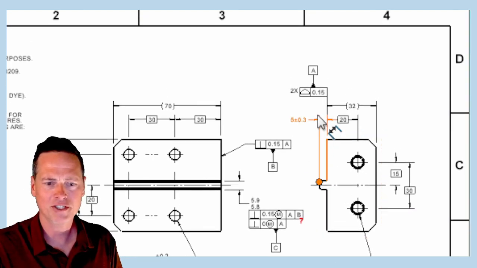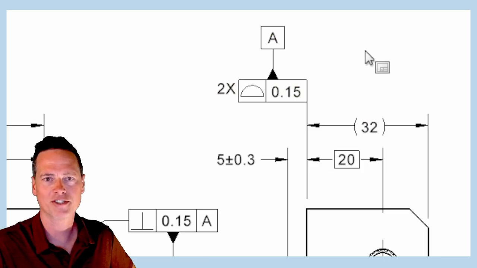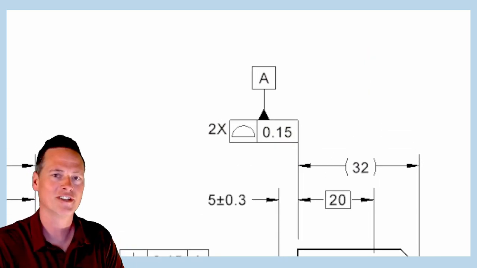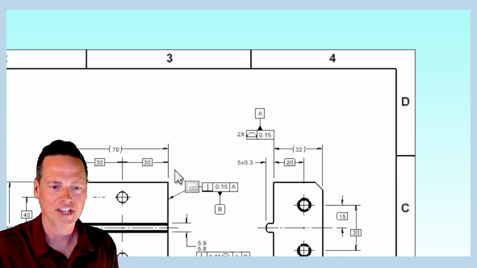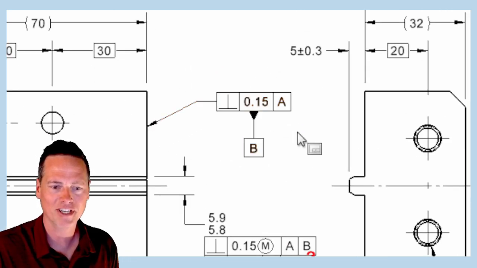The datum A feature is this 2x coplanar feature, and I totally agree with this, no problem. And then the datum B feature is this perpendicular surface.